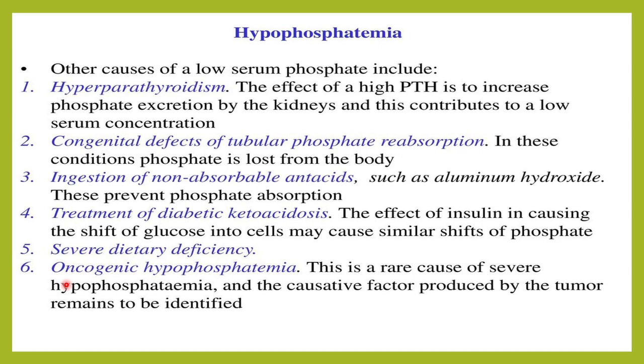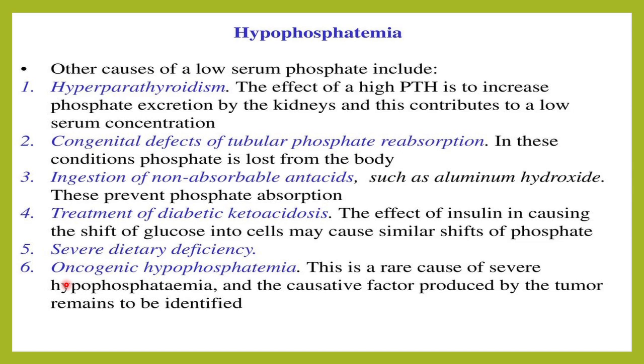The other cause of low phosphate would be hyperparathyroidism. So I've told you, whenever there is increased parathormone, it will increase the calcium level. It will increase the resorption of the bone. It will increase the absorption of calcium from the gut. It will reduce the excretion of calcium from the kidney. All this, what will it do? It will increase the calcium and reduce the phosphate. So basically it will do this by increasing the excretion of phosphates in the kidney, and hence there is low phosphate level in the blood.